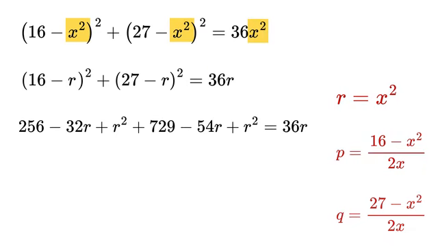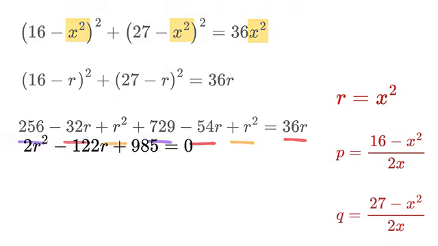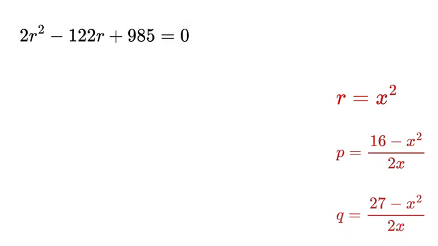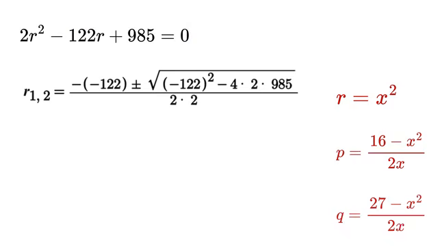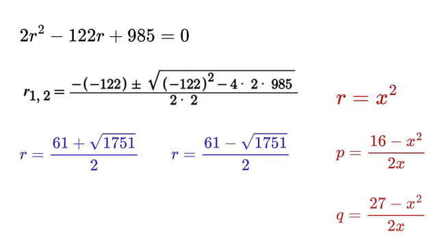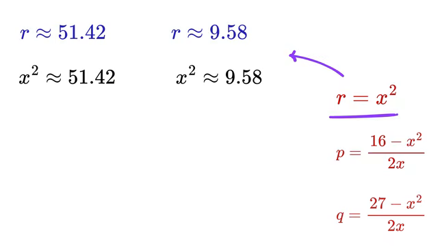Now, expand this equation and then collect the like terms to make it into a nice quadratic equation. Using our favorite quadratic formula, we get r equals this, and we end up with 2 possibilities. On simplifying, we get the value of r as 51.42 and another value as 9.58. Great! Now substitute back r as x squared here.